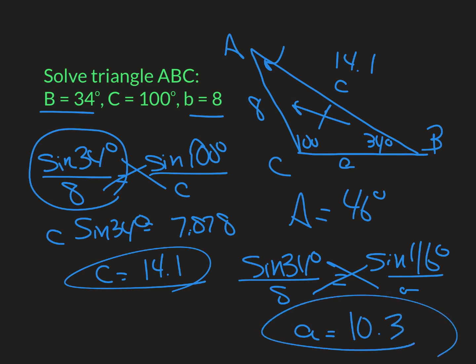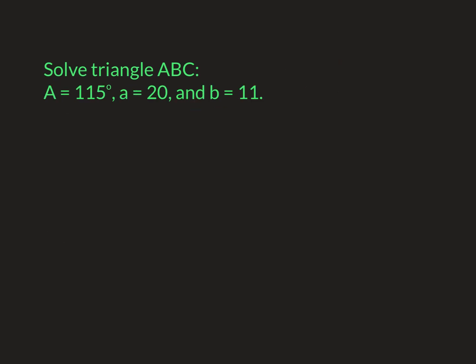And there's my side a, which also makes sense because it's opposite 46, which is bigger than 34, but not quite as big as 100. So my three answers I was looking for are big A, little a, and little c. There you go. We'll show you two more here because there's a couple weird cases, and this is one of them.